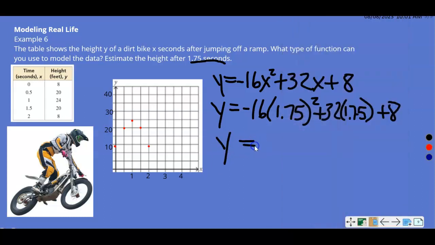So that helps you see that that is a reasonable answer. So y equals 15, and it's in feet, 15 feet.